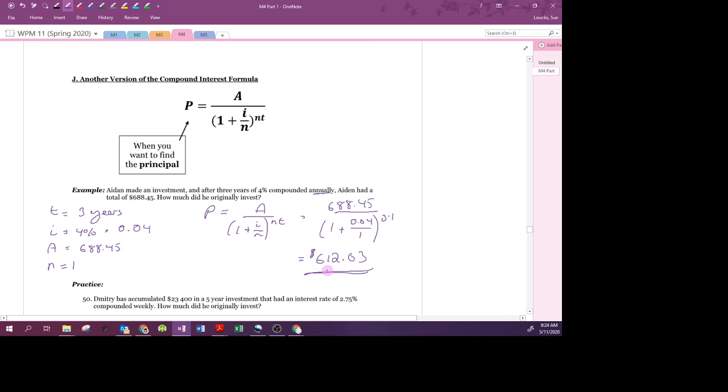Does that make sense? It should be less than what he ended up with, right? Because he's making interest on this amount. Yeah, that's okay. That's a reasonable amount. Okay? All right. Go do the practice, and I will see you on page 19.